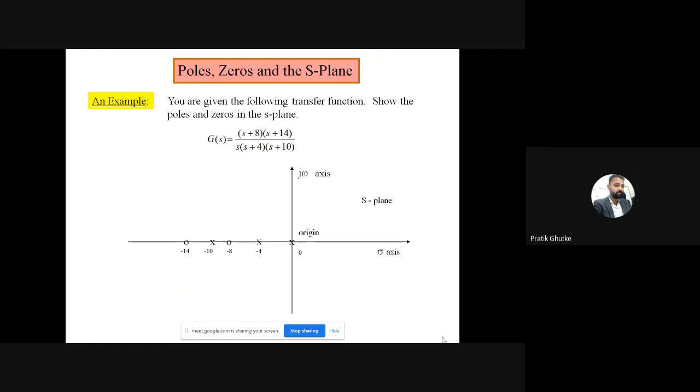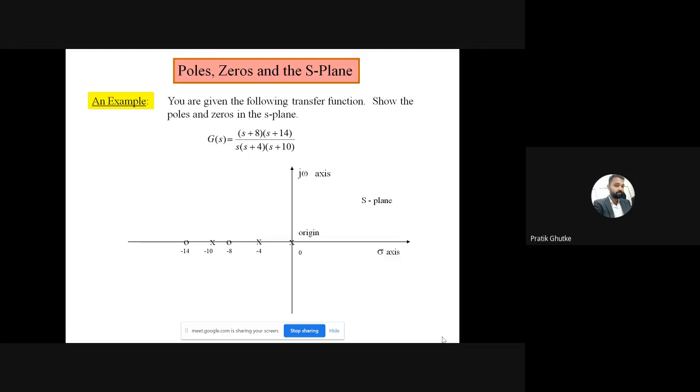For example, pole-zero mapping on the S plane. This is a general example. You are given the following transfer function, and we show the poles and zeros in the S plane: G of s equals (s plus 8)(s plus 14) divided by s, (s plus 4), (s plus 10). Here we have two zeros and three poles. One zero is at minus 8, another zero is at minus 14, one pole is at 0, another pole is at minus 4 and another pole is at minus 10.